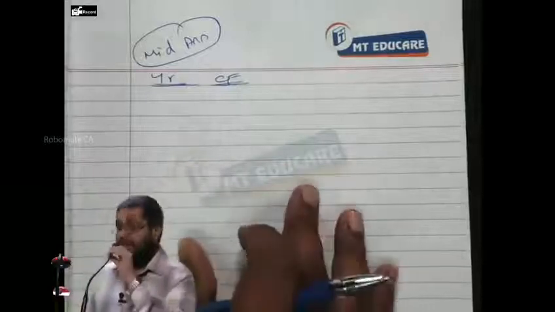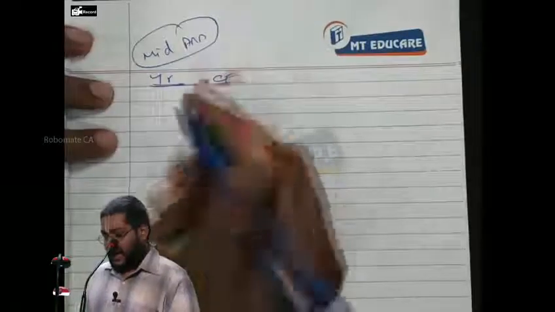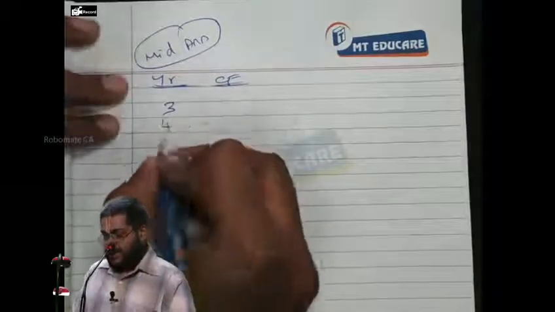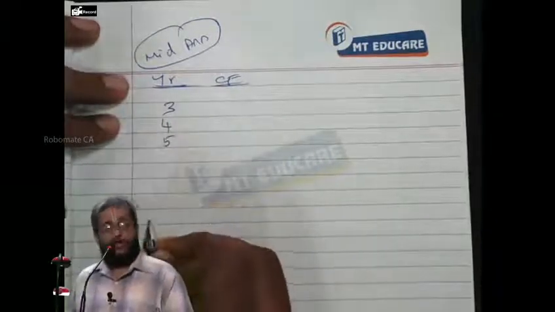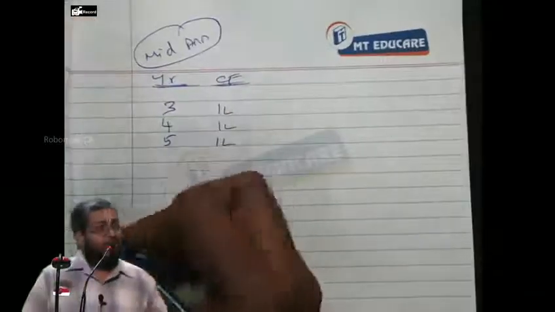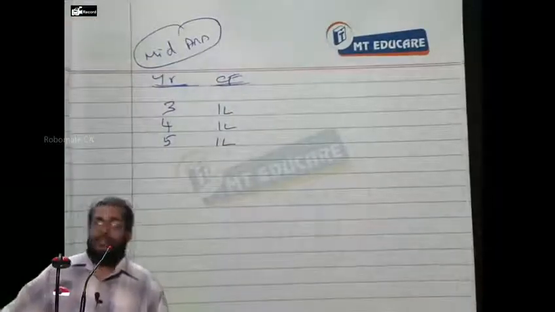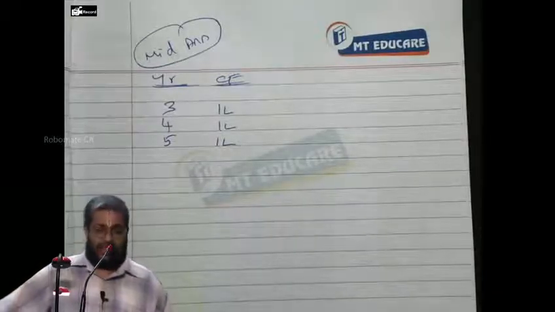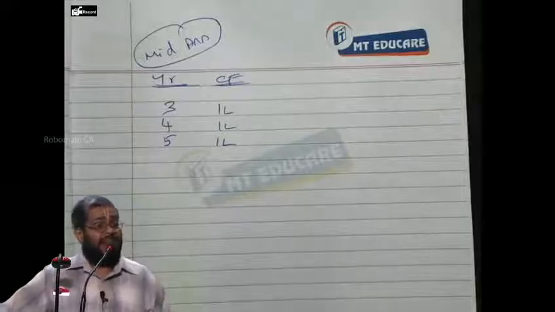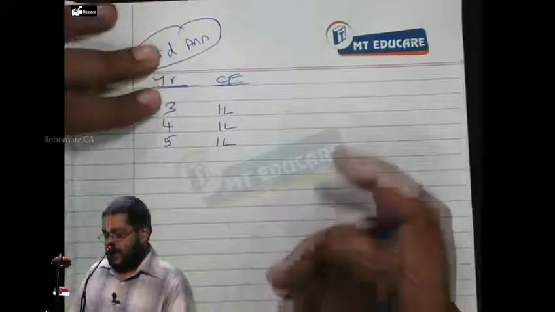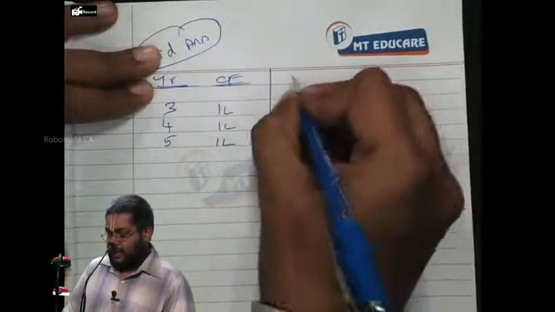Now, I got 1 lakh rupees at the end of third year, at the end of fourth year, at the end of fifth year. 1 lakh, 1 lakh, 1 lakh. This is also an annuity, right? Annuity only. The annuity does not start at the beginning of this year, nor does it start at the end of this year. It starts somewhere in the middle. Everybody, yes or no?